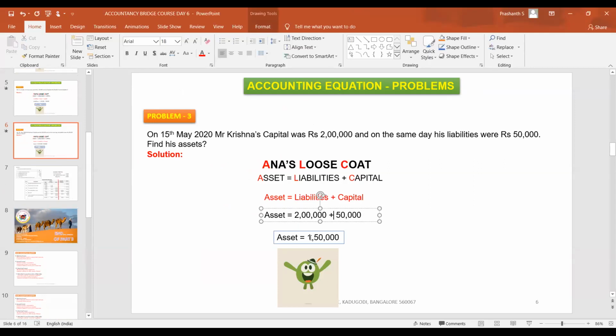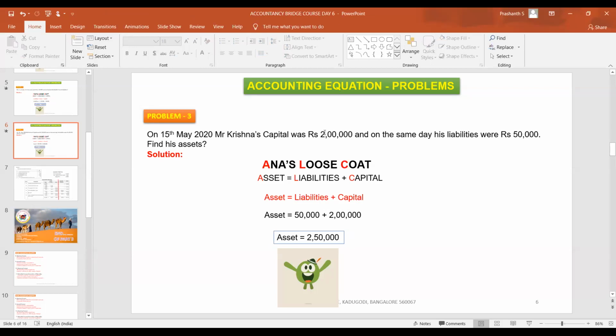So how much will it become? 2,50,000. Very simple calculation, right? Liability is how much? Liability is 50,000. Capital is 2 lakhs. So it will become 50,000 plus 2 lakhs, which is 2,50,000. Correct? Yes, sir. Very good. Now I'm going to change the values.